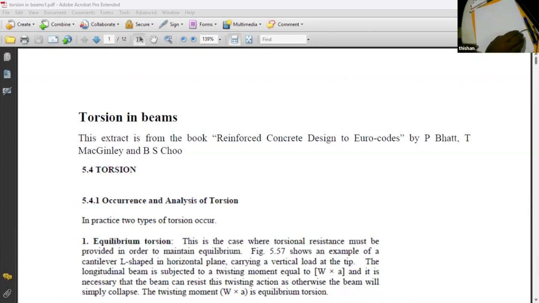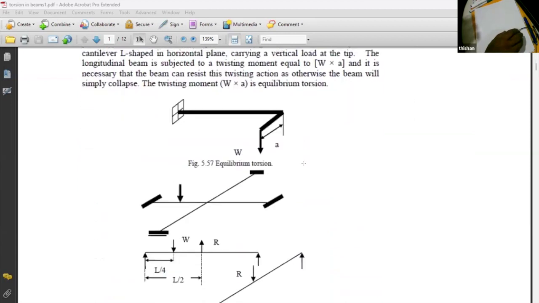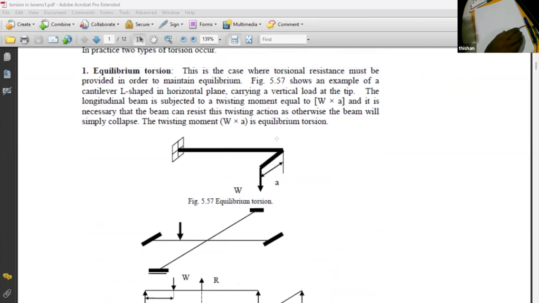So I told you that torsion consists of two parts. One is equilibrium torsion, the other one is compatibility torsion. For equilibrium torsion, you must provide reinforcement to resist it. When you have compatibility torsion, you can ignore torsion by going for a torsionless system. So in the case of brick design, we use this torsionless system a lot. But in case of buildings, especially places like transfer plates, transfer beams, you have to be concerned about equilibrium torsion.